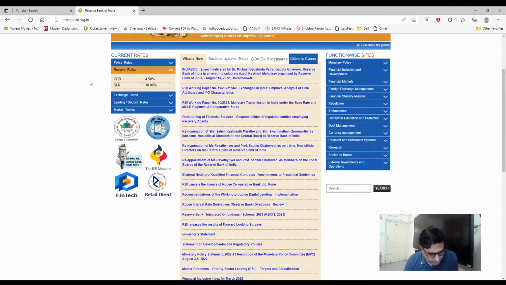Is there any limit? Same like CRR. CRR cycle goes from first day to 14th day. Similarly, the SLR cycle also runs from first day to 14th day. Same manner, first day to 14th day. SLR requirements also run from first day to 14th day.